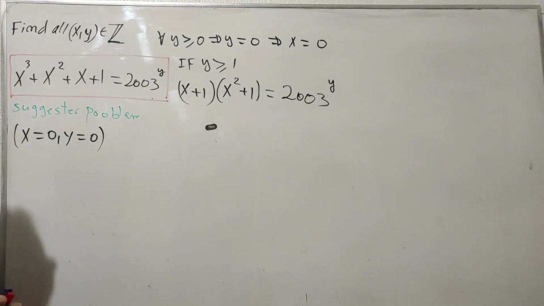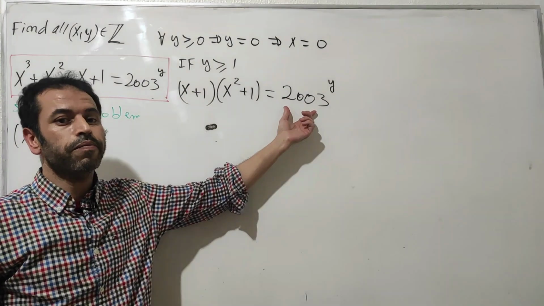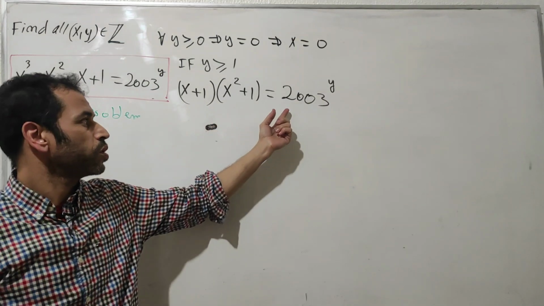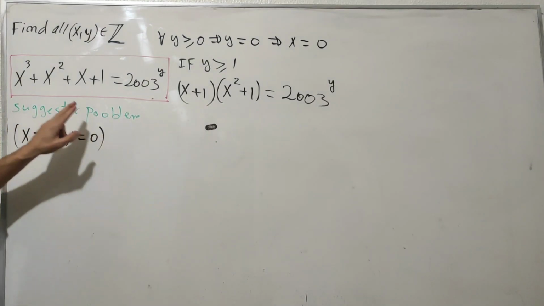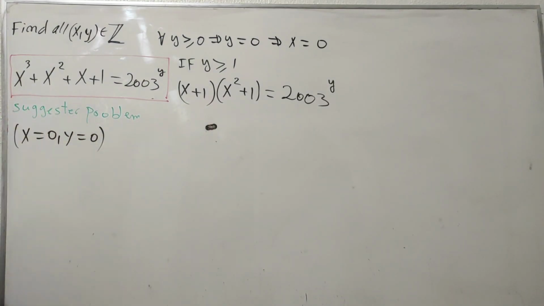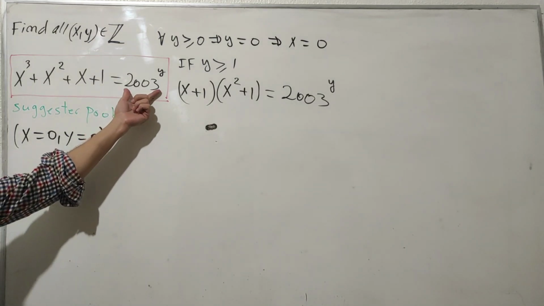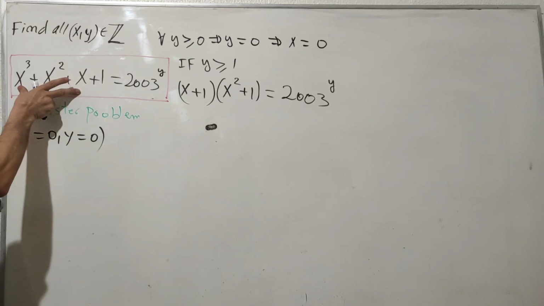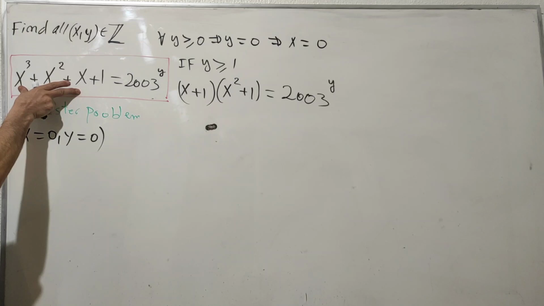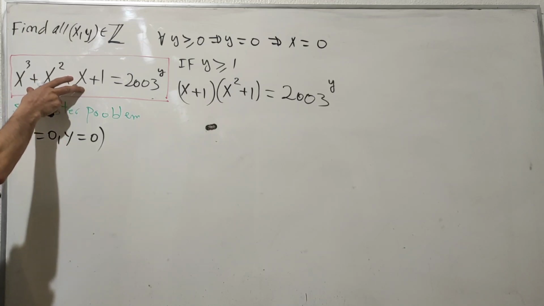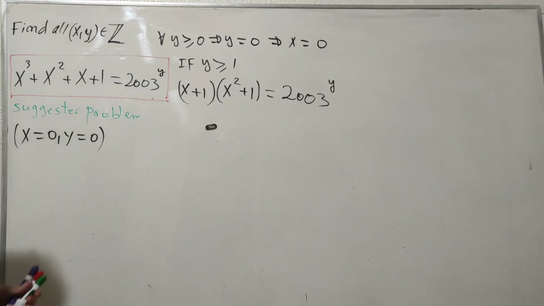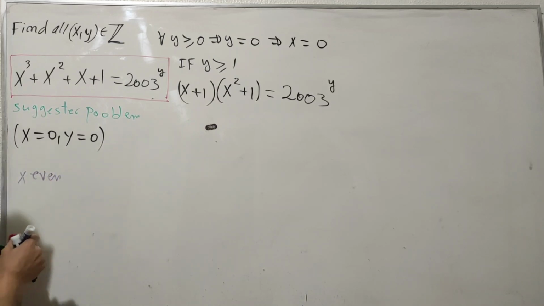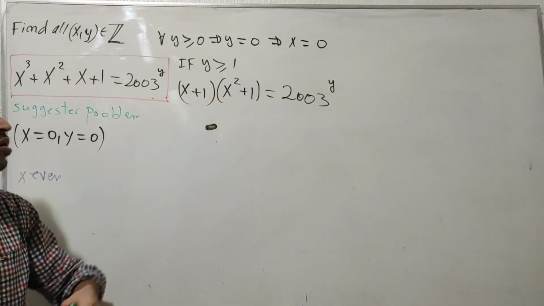Now since 2003 is a prime, we have a factorization into primes here, which means each of the terms is going to be a power of 2003. Also, if you take a look at this equation, x must be even, because the right hand side is odd, which means the left hand side must be odd. Apart from the 1, these 3 terms involving x must be even, and even plus even gives even. x cannot be odd. So now x is even.